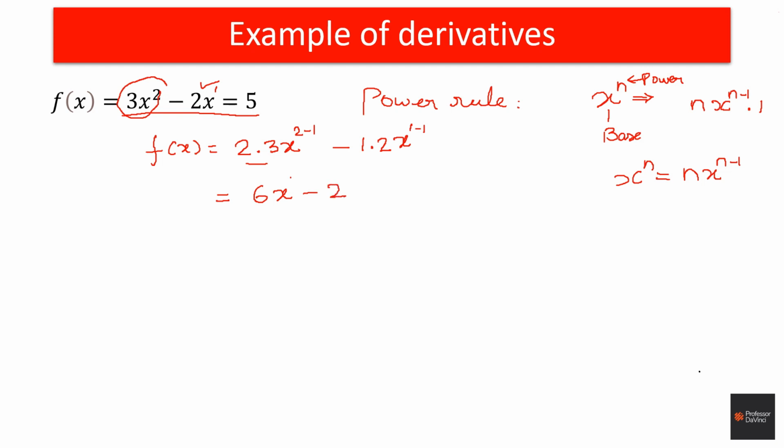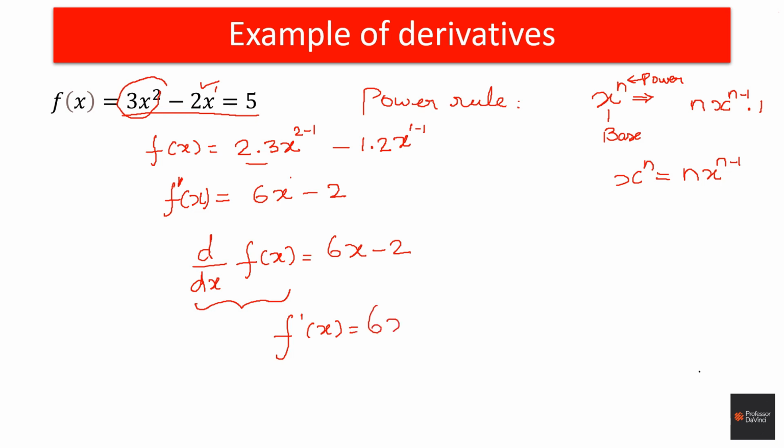So the derivative of f of x with respect to x, we can say f dash, equals d of 6x minus 2. So we can also say that d by dx of f of x equals 6x minus 2. This can be written as f dash of x equals 6x minus 2. So this f dash of x is called the first derivative.